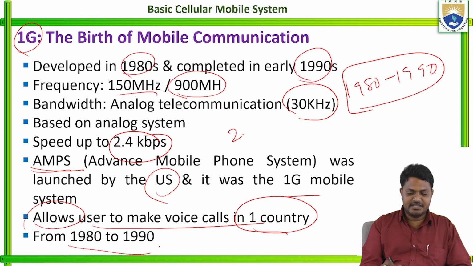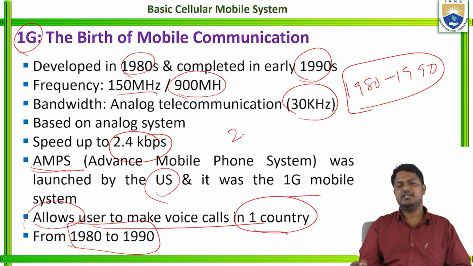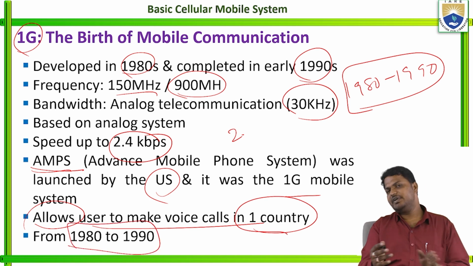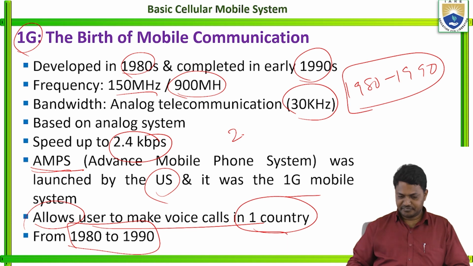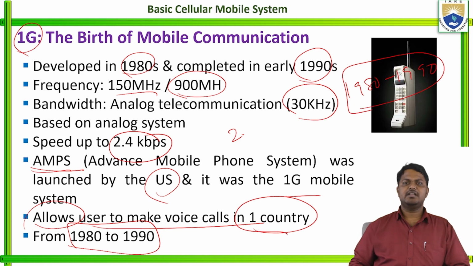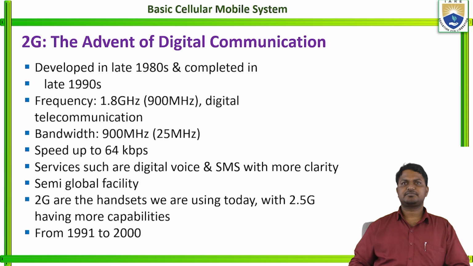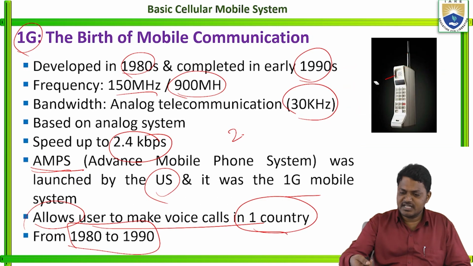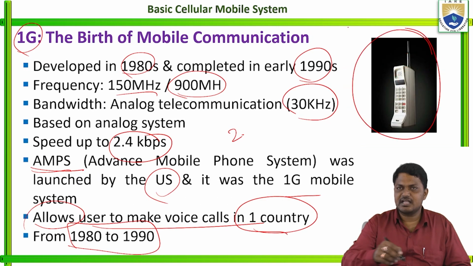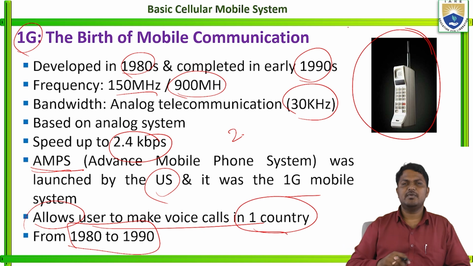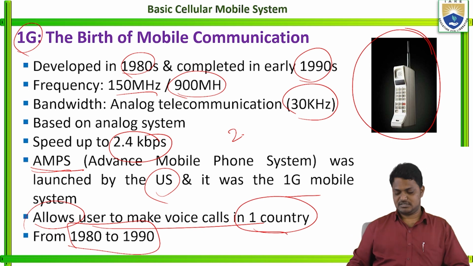It took 10 years, developed in 1980 and completed in 1990. This is the 1G communication. Next, the 2G communication. Here is an image of 1G communication: at the time of 1G, this type of mobiles and devices were used for communication purposes.